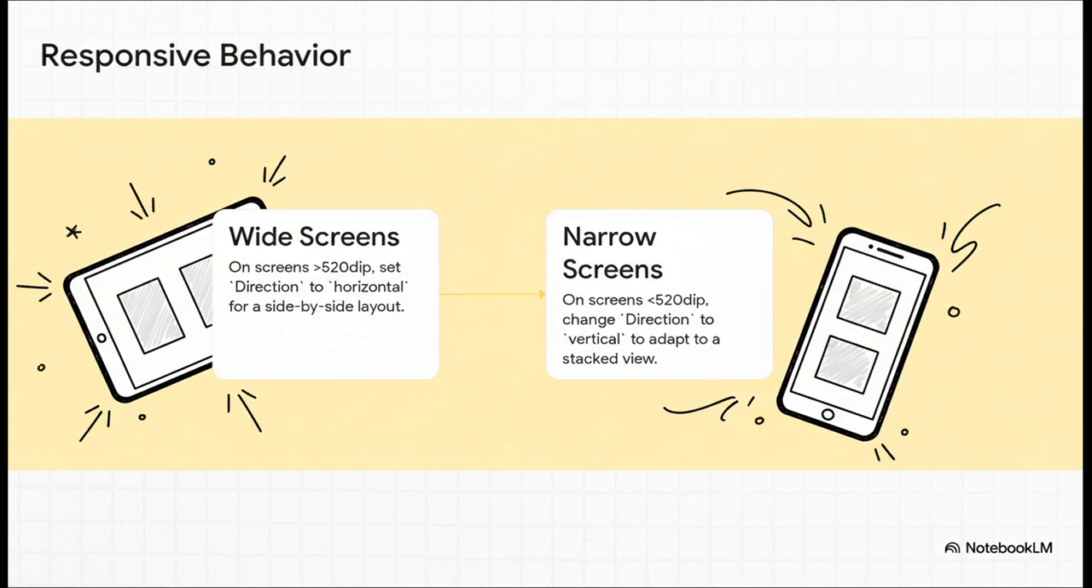Okay, check this out. This is the real magic. In your code, you can just check the screen width. On a wide screen, like a tablet, you set the divider's direction to horizontal to create this beautiful 2-column look. But when the screen gets narrow, like on a phone, you just flip that same property to vertical. The component redraws itself, and your layout automatically adapts to a stacked view. No more hiding panels or swapping views, it's just one component that adapts with a single line of code.